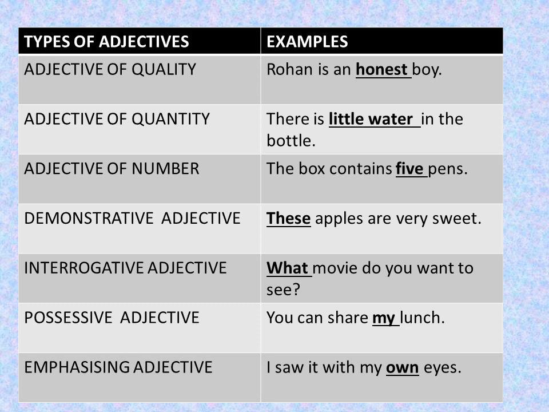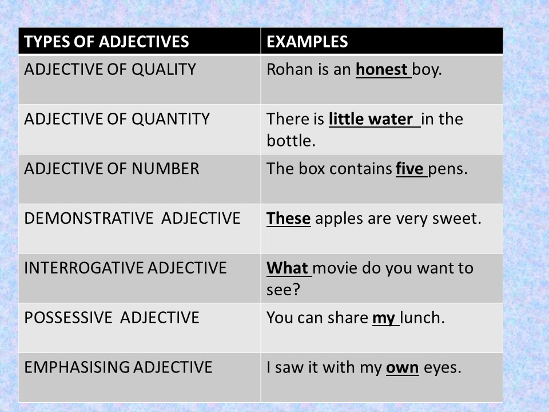We have done types of adjectives, and let us revise it with the help of examples. The first one we did was adjective of quality. It talks about the quality of a person, place, or a thing. So, for example, Rohan is an honest boy. Honest is the adjective here. Adjective of quantity, there is a little water in the bottle. So here little is the adjective of quantity. Adjective of number, the box contains 5 pens.